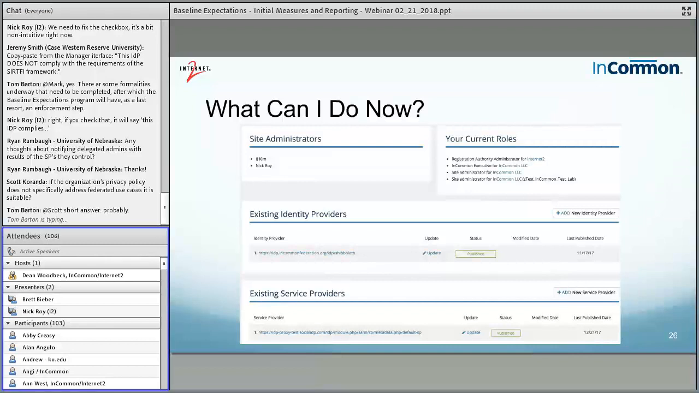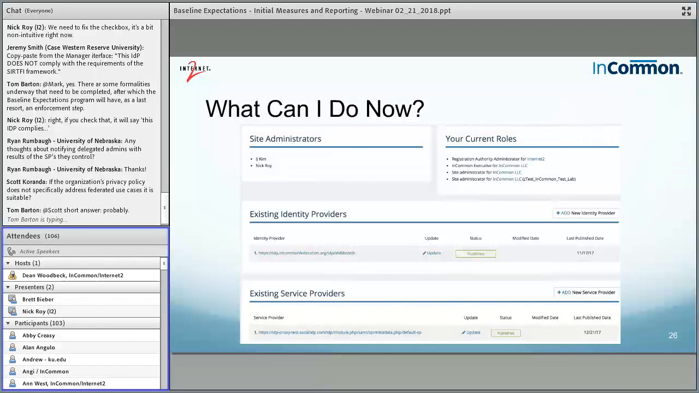Because of the dimensions of the slide, I chopped off the top of this, but you'll actually see who your exec is up here at the top of the screen in big letters. It tells you who that person is. And then you can see who the other site administrators are, and if you have other roles, which is fairly rare, you'll see what those other roles are. And then you can update your metadata.